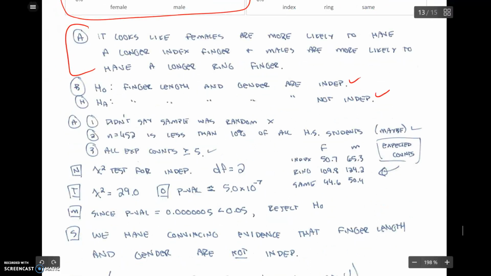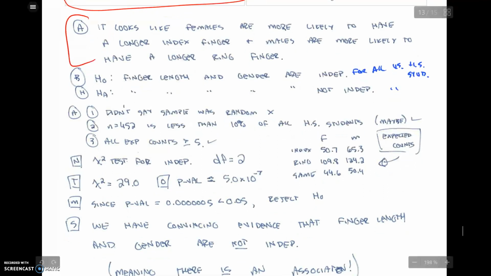So the null is that finger length and gender are independent versus the alternate that finger length and gender are not independent. Or the null could be that there's no association between finger length and gender for all U.S. high school students. Again, I've got to update these notes, I'm sorry.